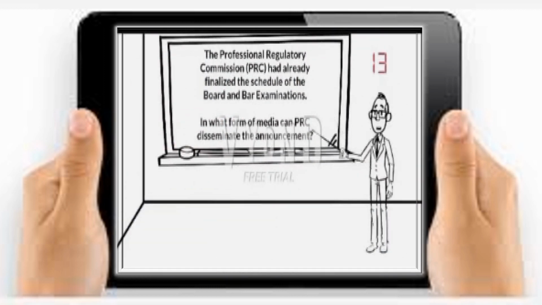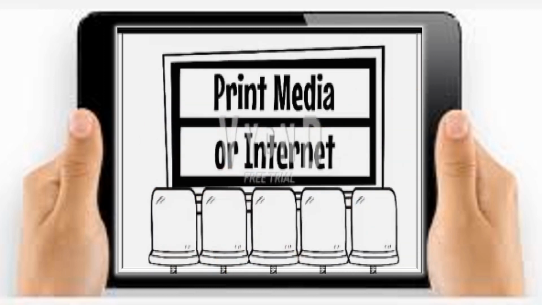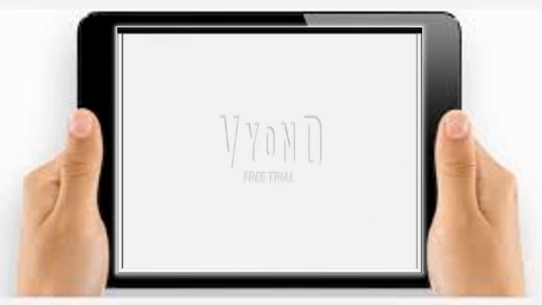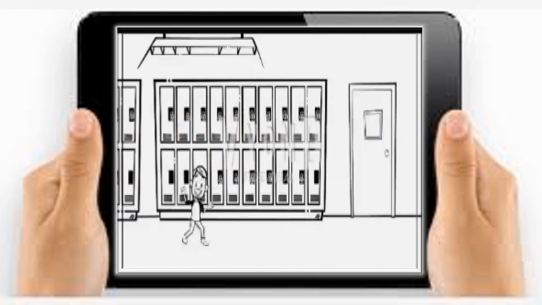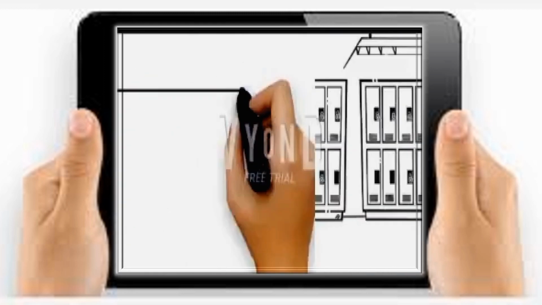Last item. The Professional Regulation Commission or PRC has already finalized the schedule of the board and bar examinations. In what form of media can the PRC disseminate the announcement? If your answer is print media or internet, you are correct. And that's the end of the activity.